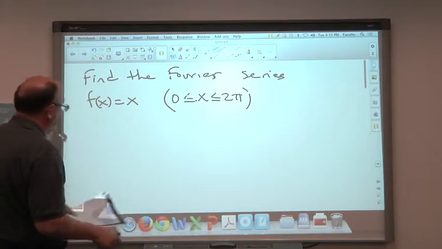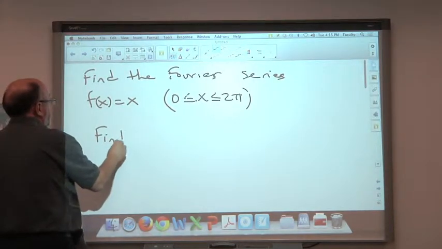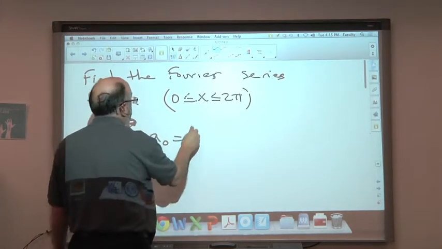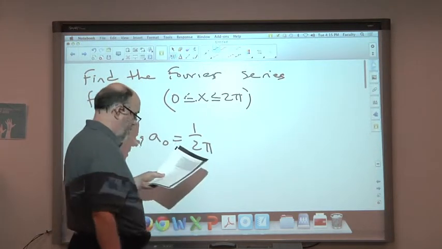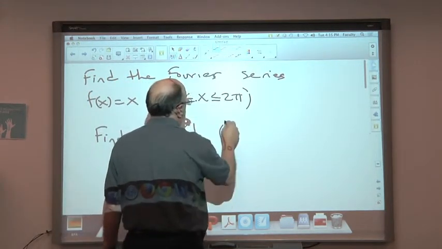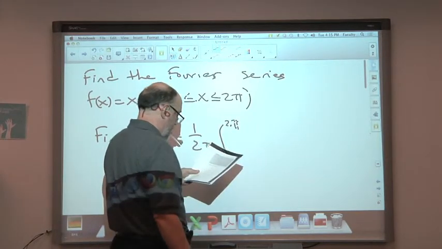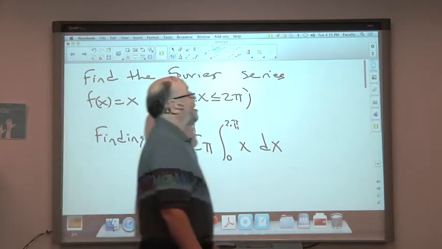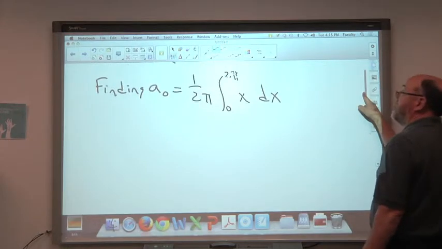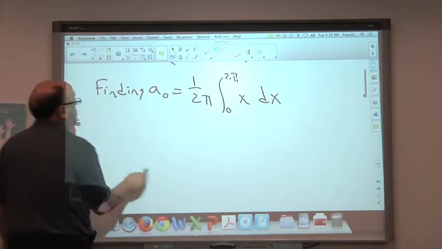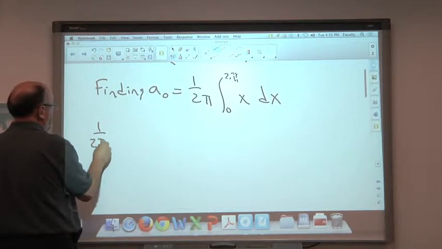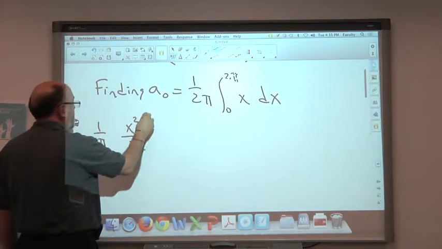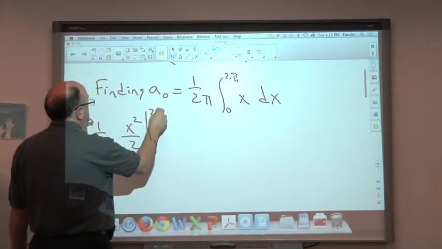So for finding a naught, we have this. Finding a naught is going to be 1 over 2 pi, integral 0 to 2 pi, x dx. Right? Well, if we integrate that, x will give us x squared over 2. So this will be 1 over 2 pi, x squared over 2, evaluated from 0 to 2 pi.